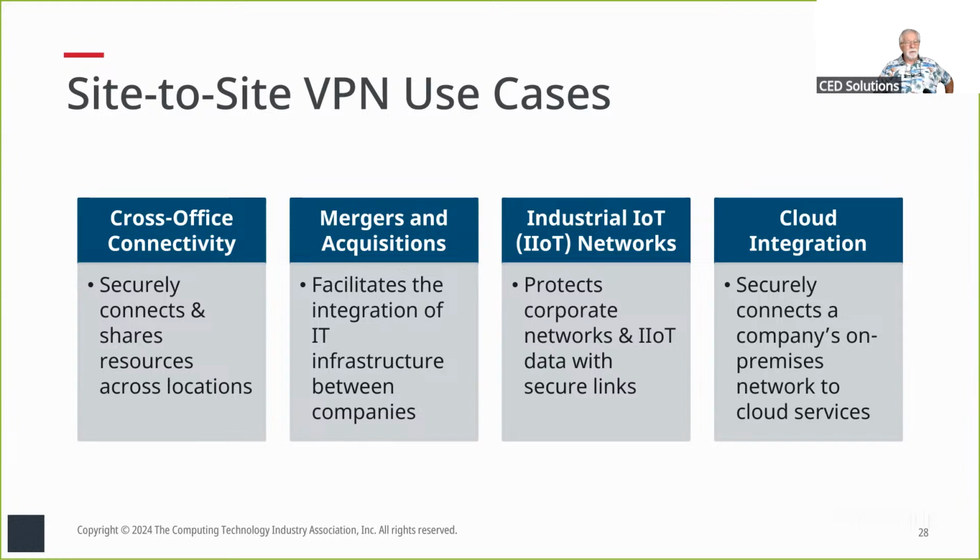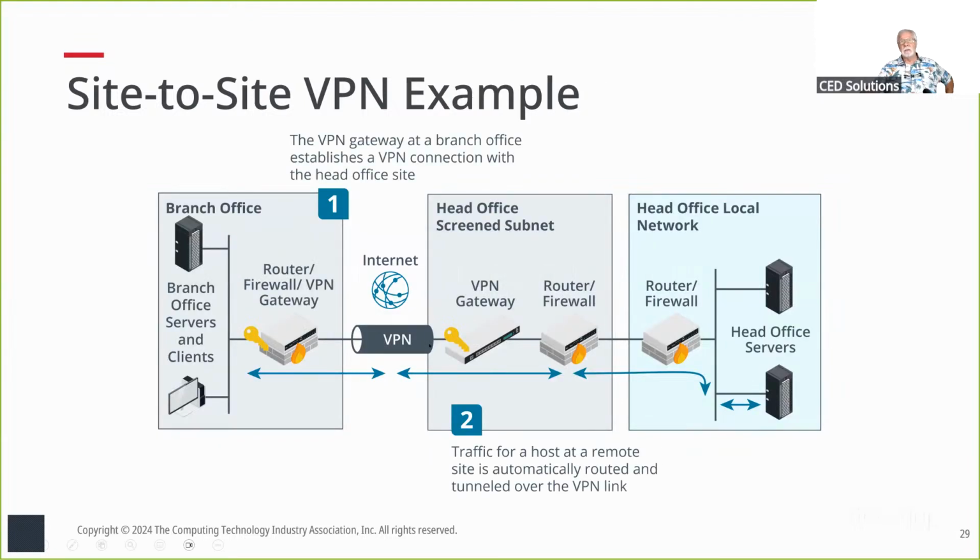So a couple of different use case scenarios here that would apply for that site to site. But I tell you, any company that has multiple locations, home office, multiple branch offices, site to site VPN makes a lot of sense in my humble opinion. Okay. There it is. Like I say, the VPN gateway devices on both ends.